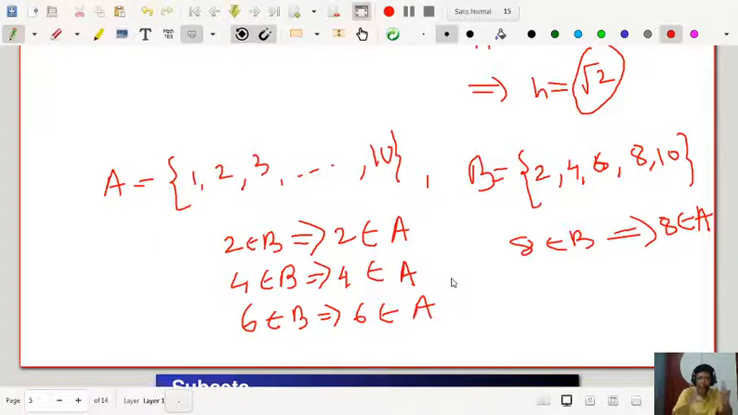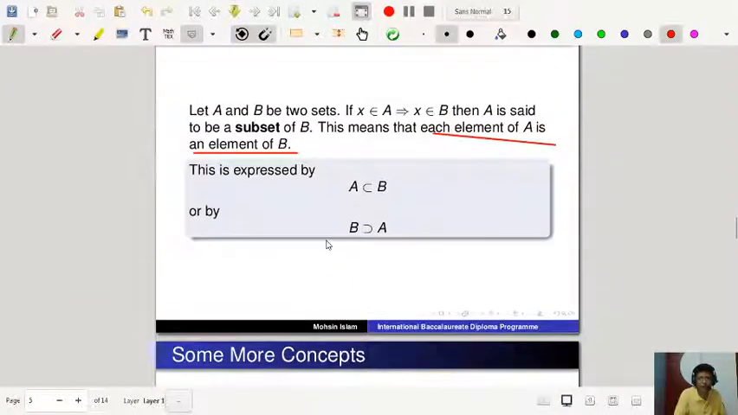But if I say 1 belongs to A, that doesn't imply 1 belongs to B. So A is not a subset of B, but B is a subset of A. Every element of B is an element of A. Have you understood that concept?